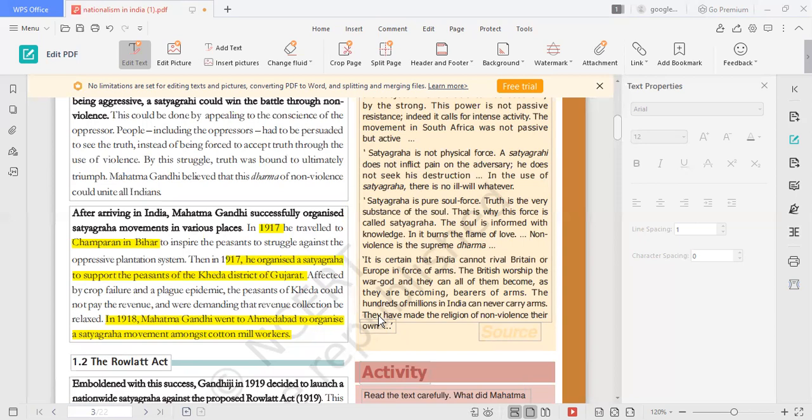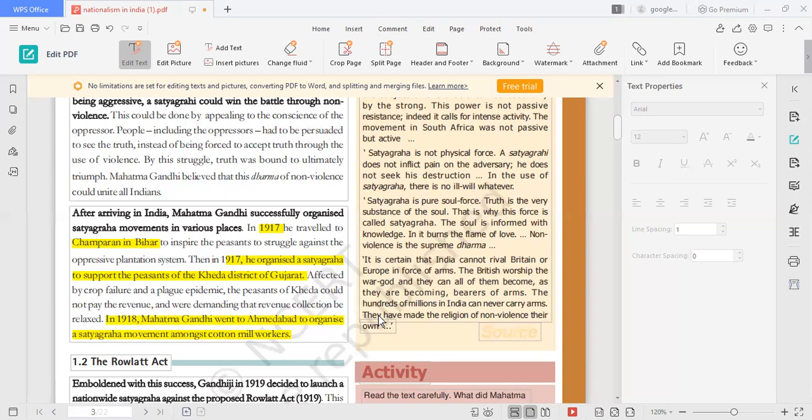As we have seen in the first part, different people faced different problems because of the colonial government policies. Here, the cotton mill workers in Ahmedabad had their own problems. Gandhiji mobilized their mass support and organized the Satyagraha movement in Ahmedabad among the cotton mill workers. So Gandhiji successfully organized 3 movements in 3 places within 3 years. Emboldened with this success, Gandhiji decided to launch a nationwide Satyagraha against the Rowlatt Act in the next year, I mean in 1919.